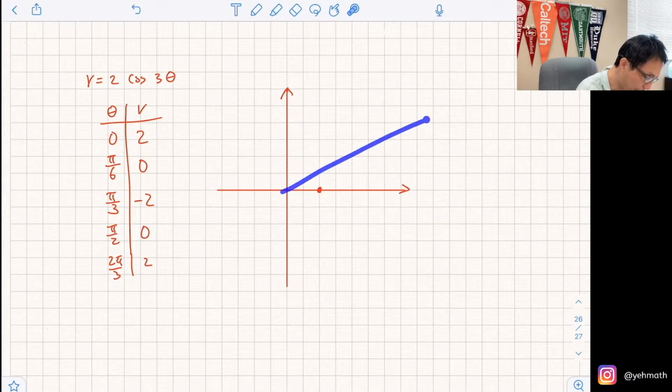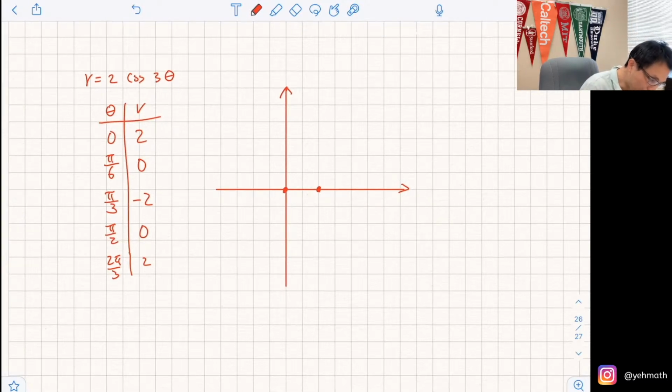Pi over 6 is roughly right here, right? So the graph is actually going to go like this. It's going to go in like this, because if you plug in multiple angles, let's say pi over 12. If I do pi over 12, 3 times that is pi over 4, and cosine of pi over 4 is square root 2 over 2, so r is going to be square root 2. So halfway it ends up being square root 2, and it will actually bend backwards. So that's going to be like this.